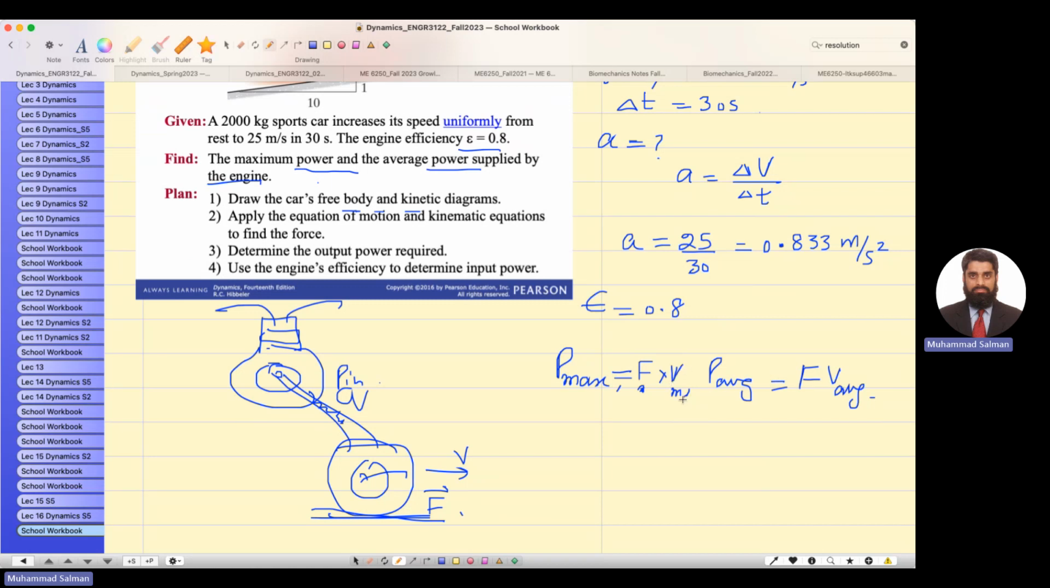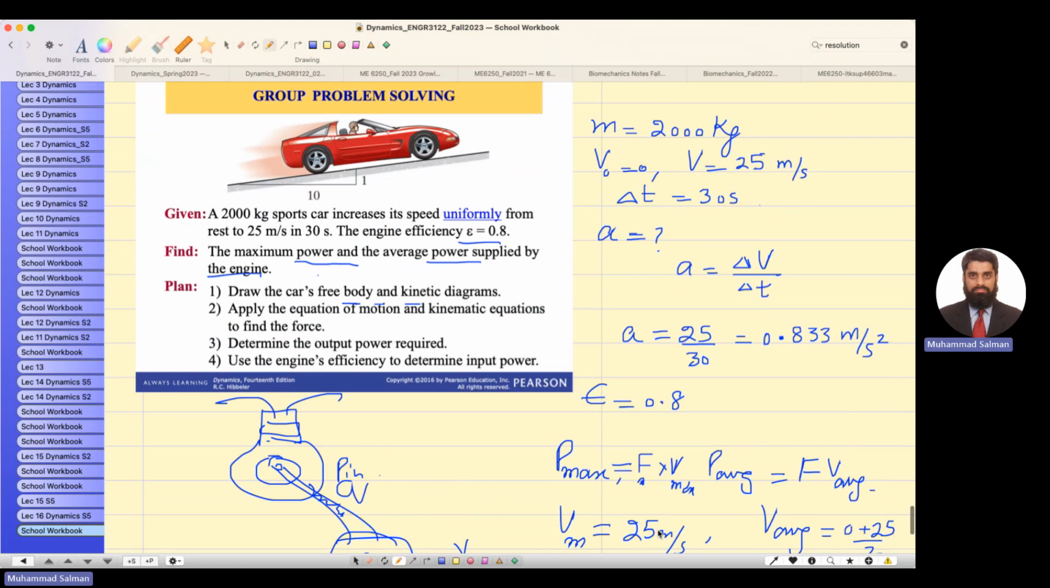So what is the maximum velocity, which is 25? And what is the average velocity? 0 plus 25 divided by 2. So the first thing is to find out the force: the driving force, which is the required force to move the car up on the slope with that velocity. Okay, this car is going up on a slope.